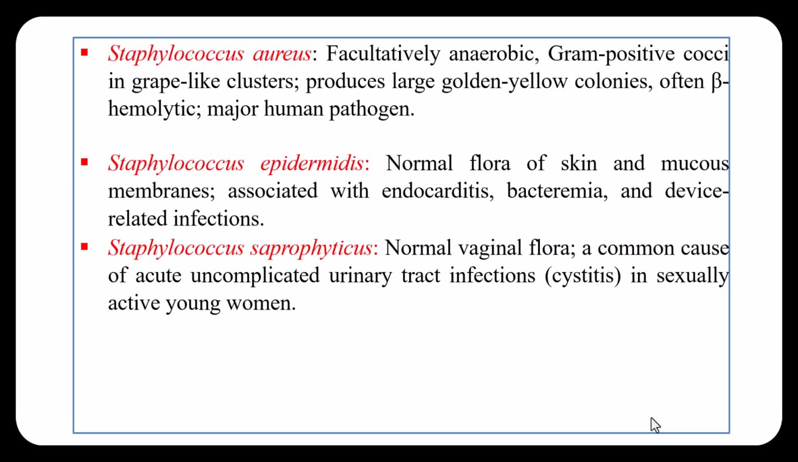Staphylococcus epidermidis is a normal skin flora and low virulence, but it can cause device-related infection because it is common in catheters, prosthetic valves, and bacteremia. Staphylococcus saprophyticus is a normal vaginal flora, but on the other side, it is a common cause of UTI, especially in young sexually active women. It is due to colonization of the urogenital area and ascending infection into the urinary tract.